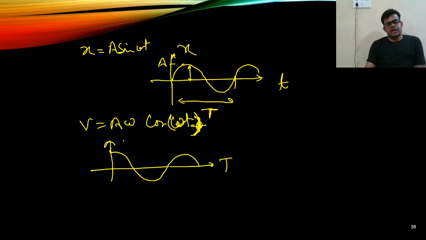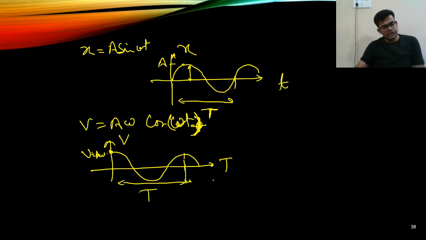This is time, this is velocity, and this is the maximum value, v equals a omega. From here to here shows the time period. So this is a simple curve, all of you understood. These are the simple things I wanted to explain to you, my dear friends.